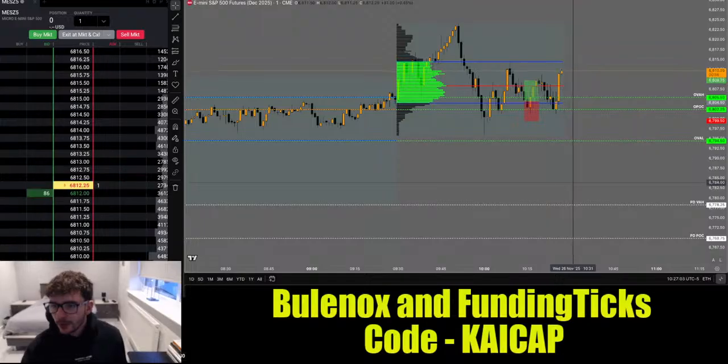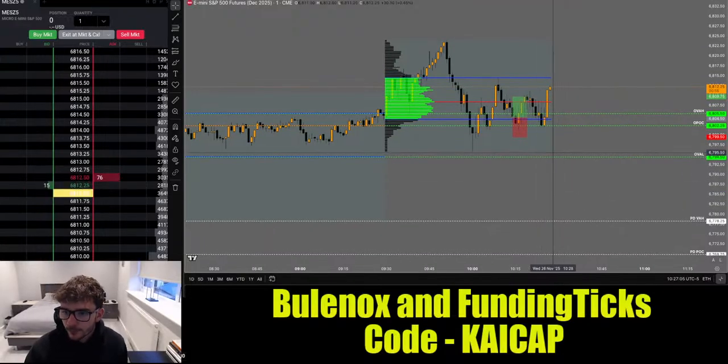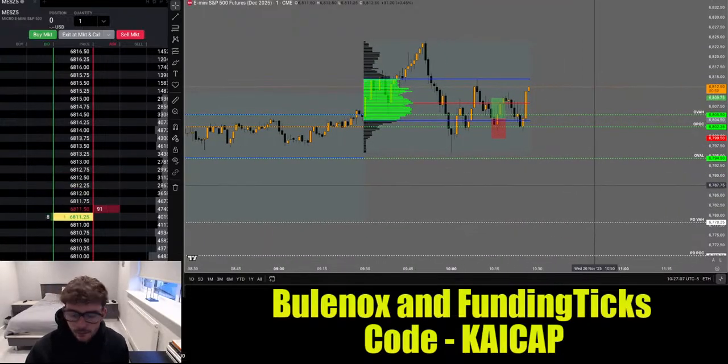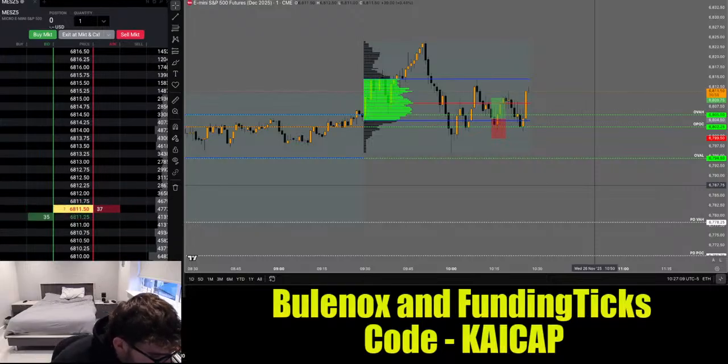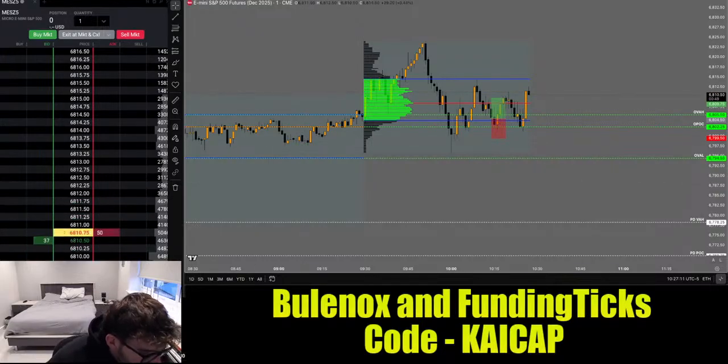Oh wow, we're shooting back up. Okay. The candle went a few ticks below my TP, so it is a valid trade. I cut that one too close. Oh, okay.